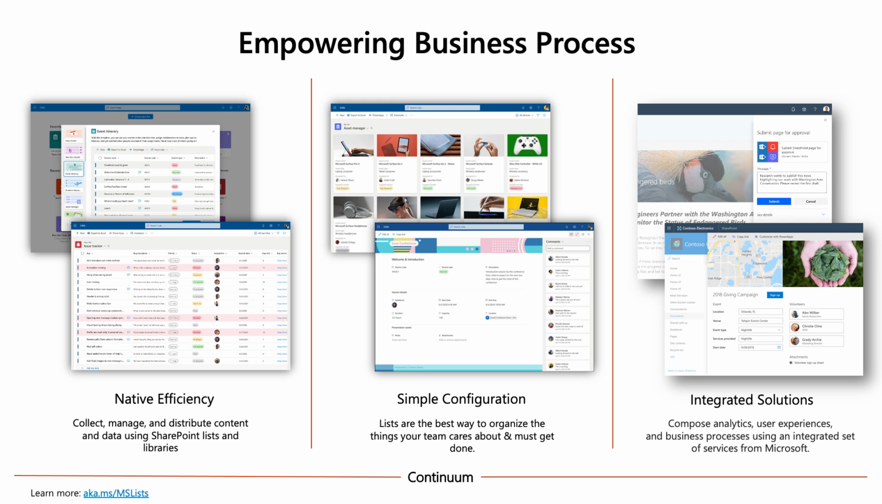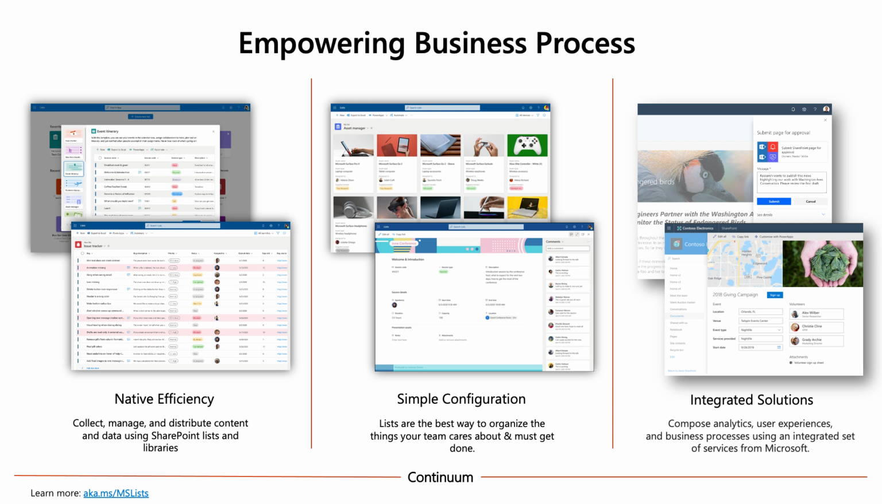Before we dive in, I want to quickly talk about empowering business process in Microsoft 365, especially with Microsoft List. As you saw, Microsoft List provides a set of really great interfaces for users to interact and build their business logic. It starts with providing value with native efficiency, providing value in the platform for you to collect, manage, and distribute content. And then it goes one step ahead to enable users to configure and make the list look like how they want it to be, so that it is very easy to organize the things that your team creates, cares about, and must get done, right?